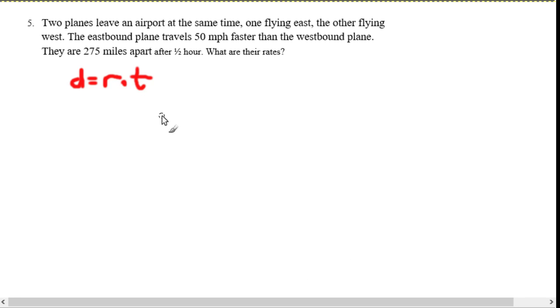So the idea here is, again, we start off at the same place. So I'm going to just draw kind of a little picture here so I make sure I understand what's going on. We have one plane that flies to the east, so that'll be this way. Okay. And it travels 50 miles per hour faster than the westbound plane. So let's draw our westbound plane. Okay. So we have one going to the west, and we have one going off to the east. Okay.